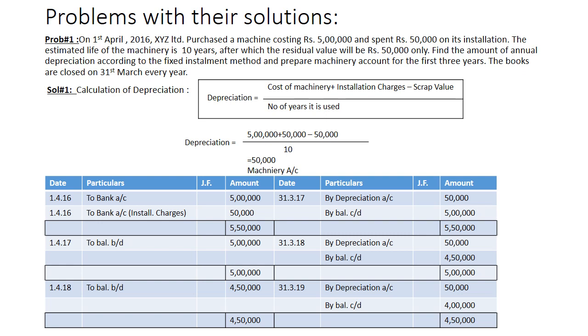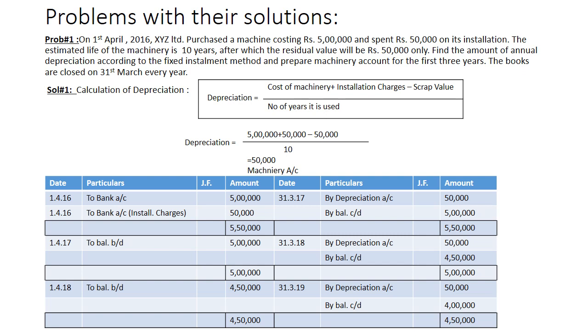Here is the calculation of depreciation. The formula of depreciation is cost of machine plus installation charges less scrap value, divided by the number of years it is used. Here the cost of machine is 5 lakh plus installation charges 50,000 less the scrap value 50,000, divided by 10, equals 50,000. We have to draw a machinery account with 8 columns.